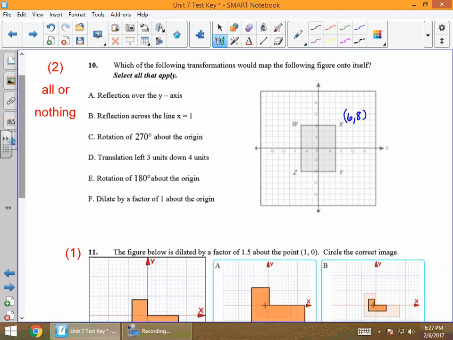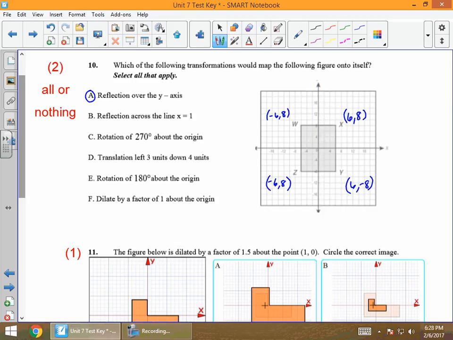So when I start thinking about reflecting over the y-axis, if I flip everything over this, W is at negative 6, 8, so I'm good there. And this is at negative 6, negative 8. And this is at 6, negative 8. So flipping over the y-axis, this would be just fine. That would map right back on top of itself.